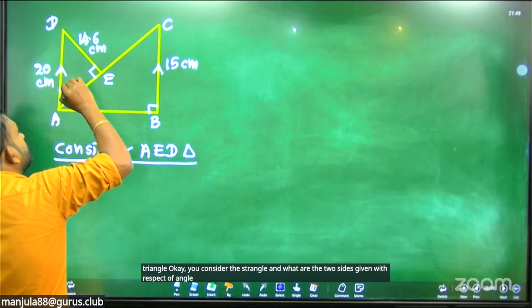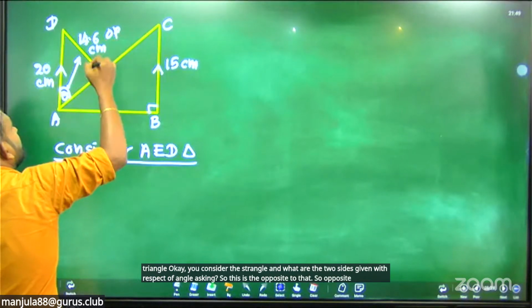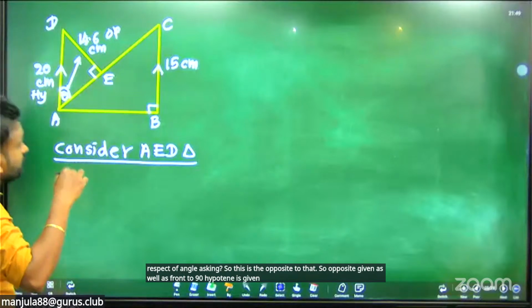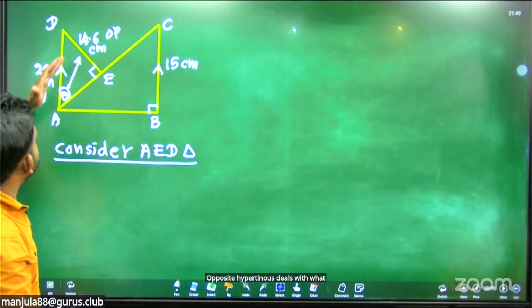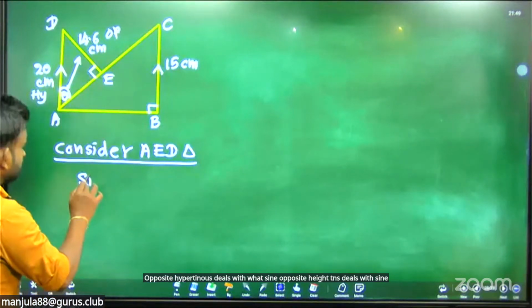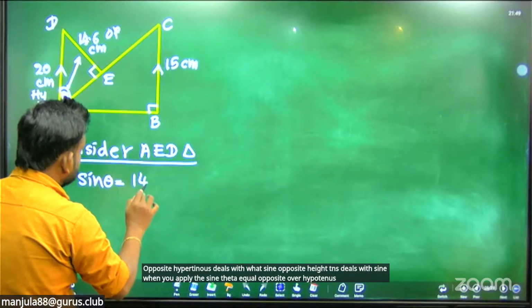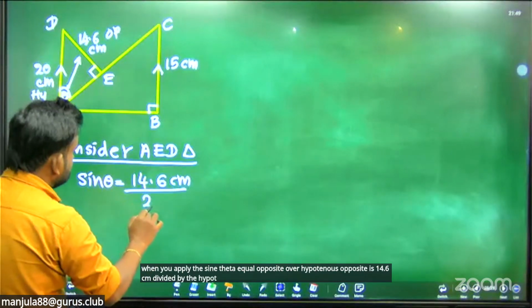With respect to this angle, this is the opposite. So the opposite is given as well as the hypotenuse, opposite to 90. Now you determine which ratio applies. Opposite and hypotenuse deal with what? Sine. Opposite and hypotenuse deal with sine. Then you apply sine theta equals opposite over hypotenuse. Opposite is 14.6 centimeters, divided by the hypotenuse, 20 centimeters.